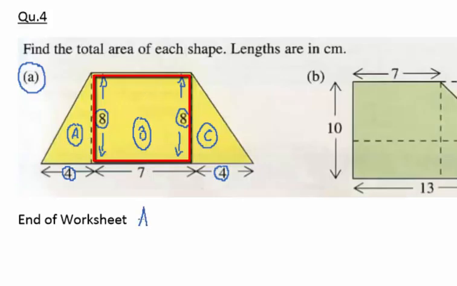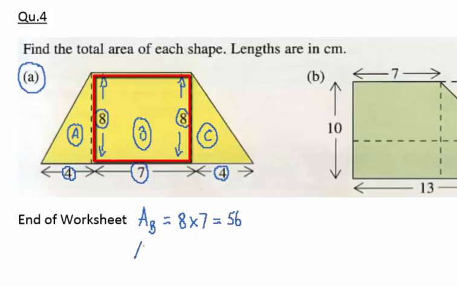So the area for B, the rectangle, is going to be its height multiplied by its width. Well, the height of the rectangle is 8, and the width of the rectangle is this 7 here. So it's going to be 8 times 7 equals 56.